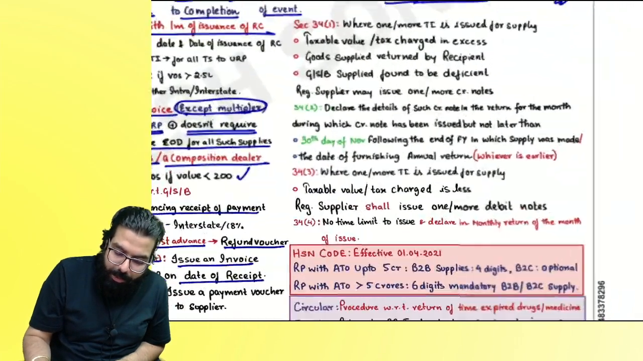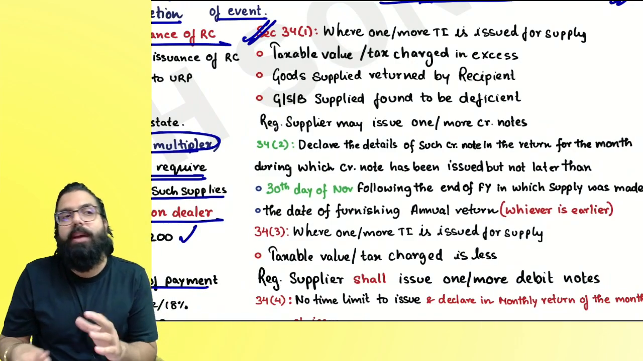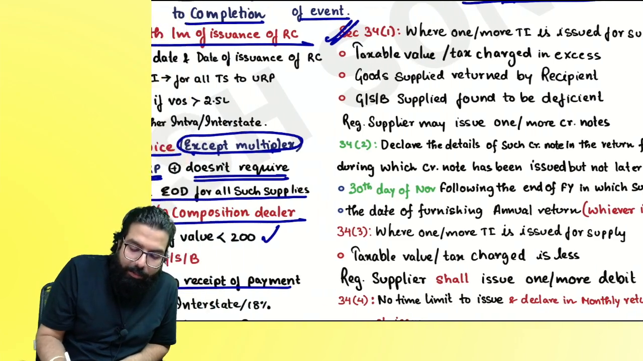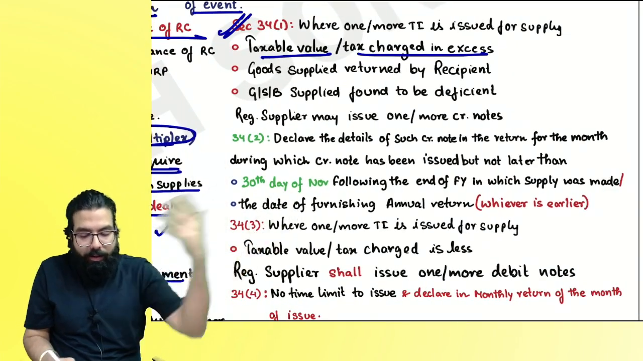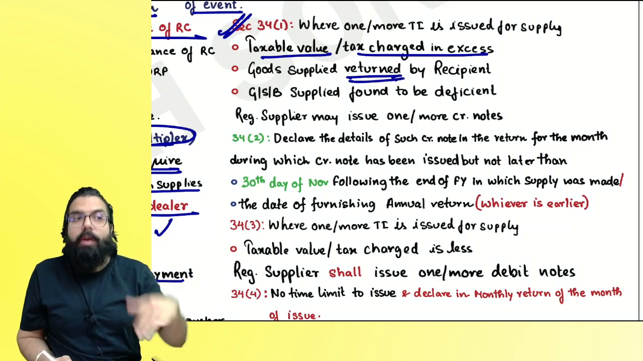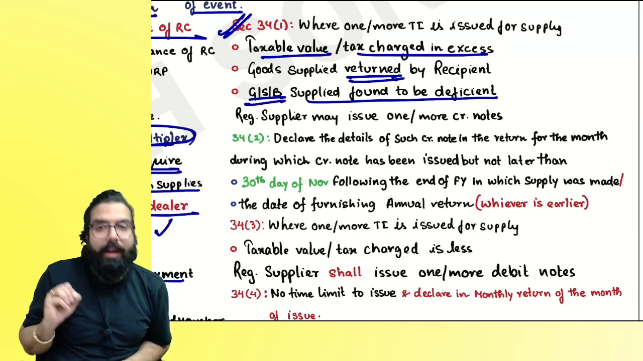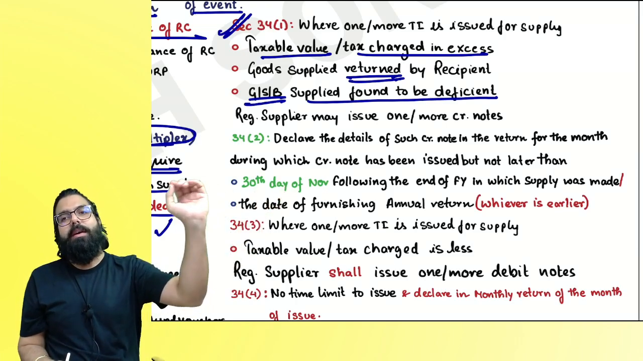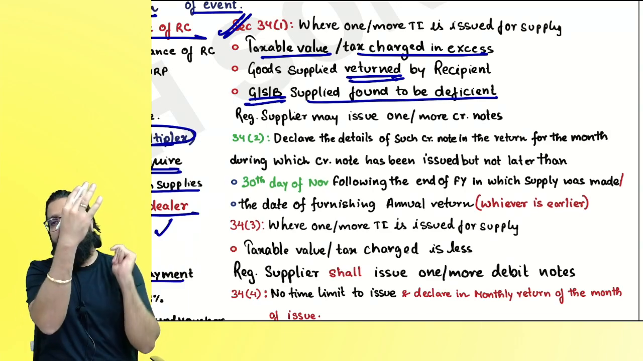Then we have Section 34, and Section 34(1) says when you should issue a credit note. Sir, whenever the taxable value or tax charged is excess, or goods or services supplied are returned to you. Oh, sir, services can't be returned. Whenever goods are returned, or goods, services, or both are found to be deficient, then always remember you can issue a credit note. Sir, sorry, I will give you a credit note, so you can issue a credit note.